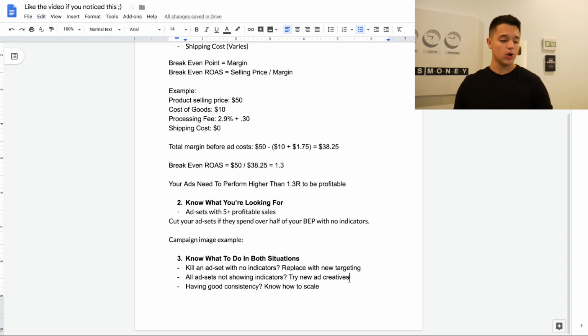And the last point here I want to go over is, if you are having good consistency, what should you do? Know how to scale. Now, there's a lot of ways Facebook ad scaling could be defined. There's a lot of ways it could be explained and taught, but the reality of it is that it is just doing more of what's working already and focusing on that targeting, on that ad set or multiple ad sets that are working and expanding them up from there. So that's another video in itself entirely, but this video is specifically for you to understand when to kill or scale your ad sets.